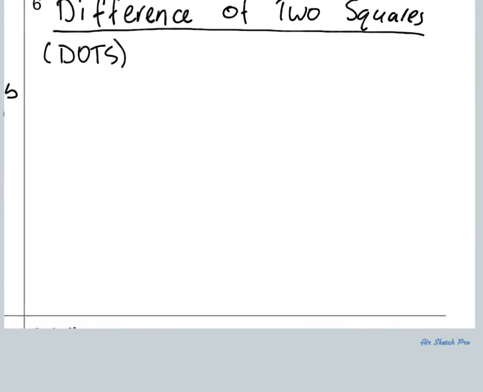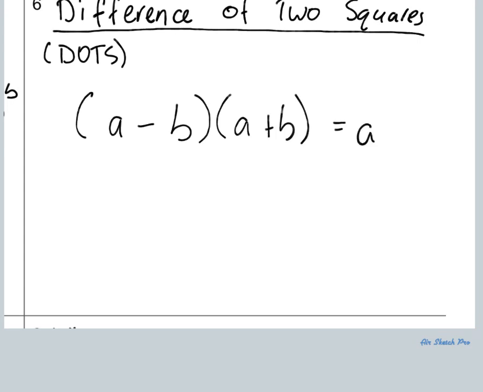The difference of two squares is not too bad. What makes it a critical thing, I guess, is that you only end up with 2 terms after you've expanded it, not 3. So I'm going to go through this. The rule is this. If I have A minus B, so 2 terms where one is taken away, and then I have A plus B, the same 2 terms, but added together, I get A squared minus B squared after expanding.